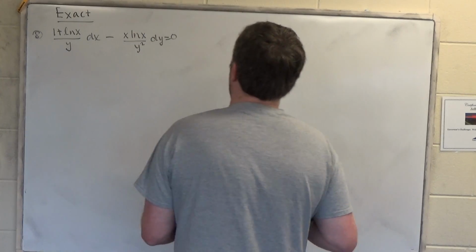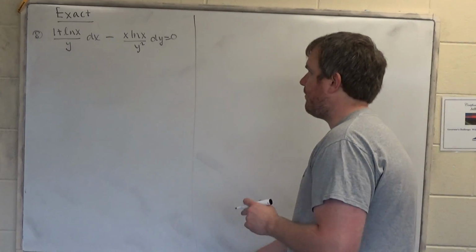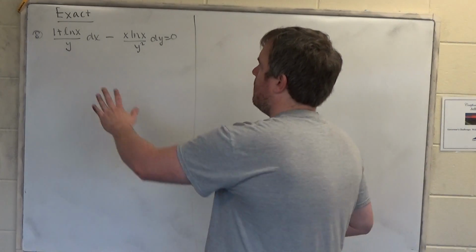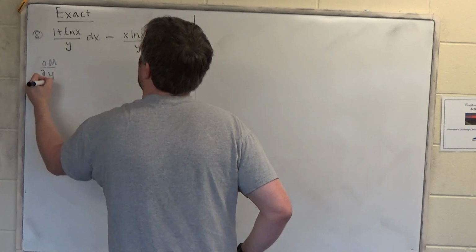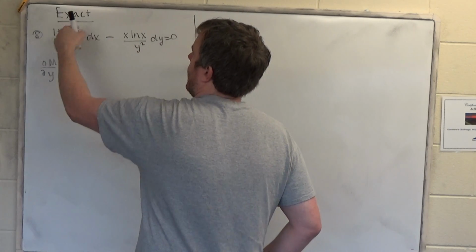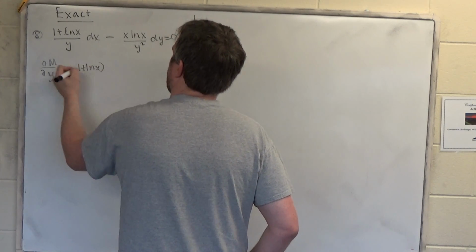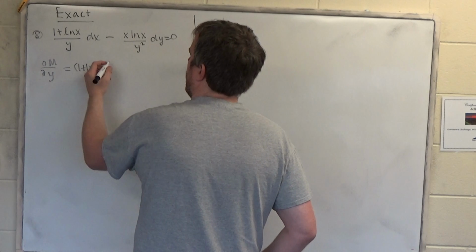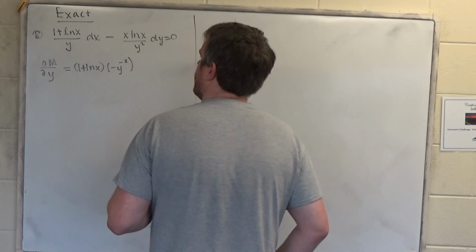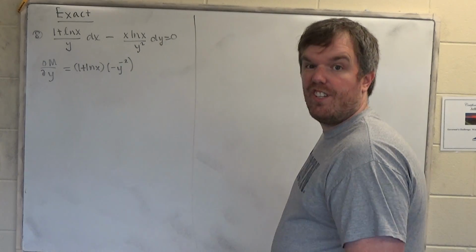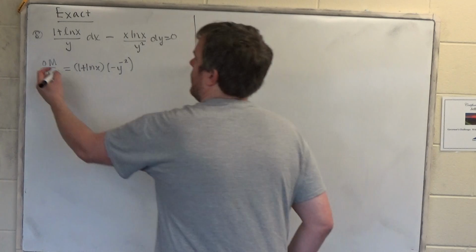0. I know I'm going to need some space, so I'm going to try to keep everything over here. M is the thing multiplying dx. So dm dy is, well, the top is just a constant, and I have 1 plus log x. The derivative of 1 over y is negative y to the negative 2. That's actually it, because the 1 plus log x is a constant with respect to y.